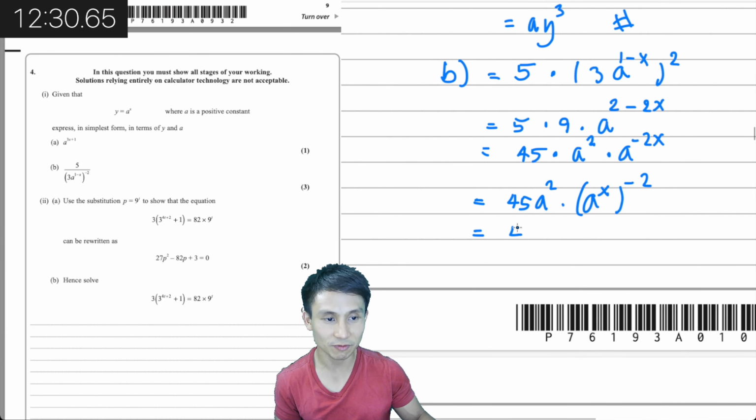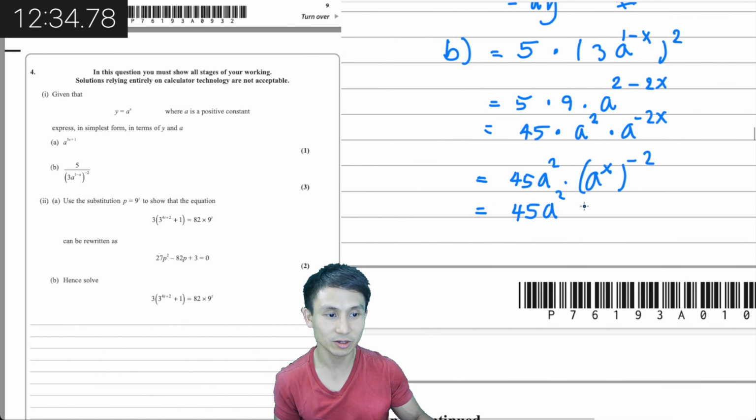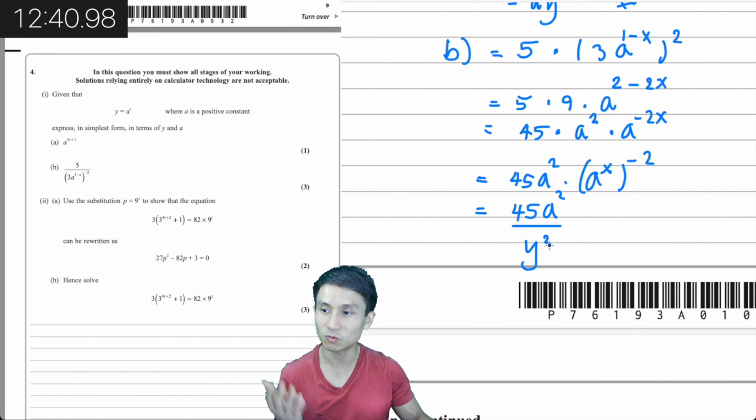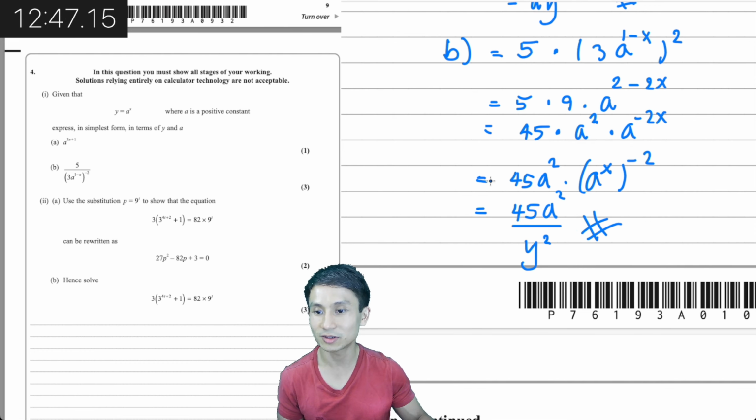So we would have for that 45a squared. A to the x again is y, so this is y to the minus 2. So I can write over y squared here as well. If it's to the minus, then we can make it positive by bringing it down to the denominator. And that is my answer then. Okay, now next part, the second part.